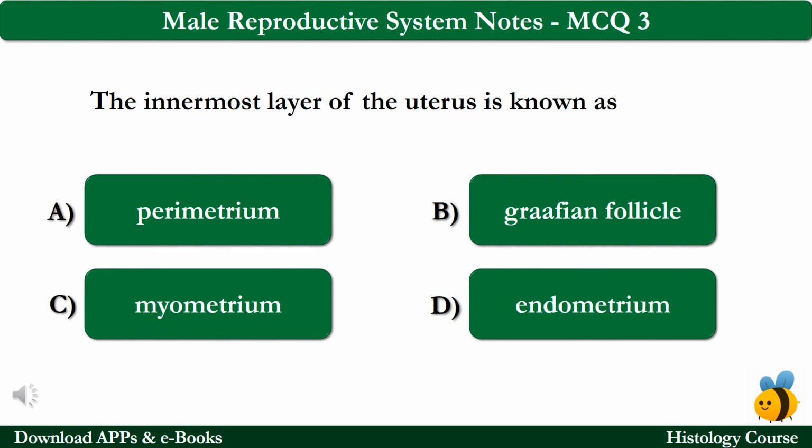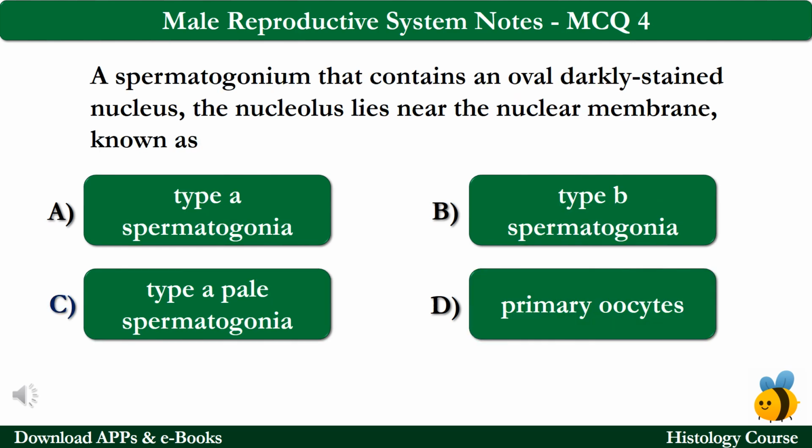MCQ number 3. The innermost layer of the uterus is known as option A perimetrium, option B Graafian follicle, option C myometrium, and option D endometrium. The correct answer is option D, which is endometrium.